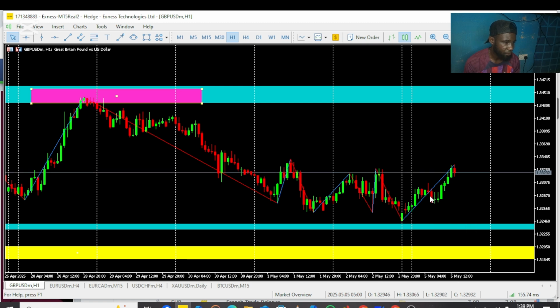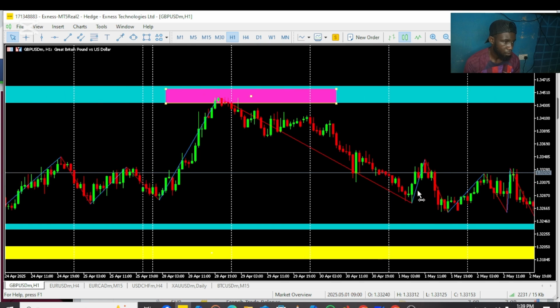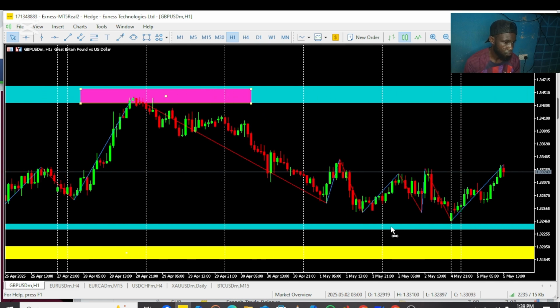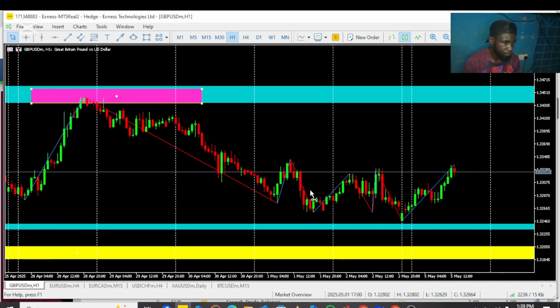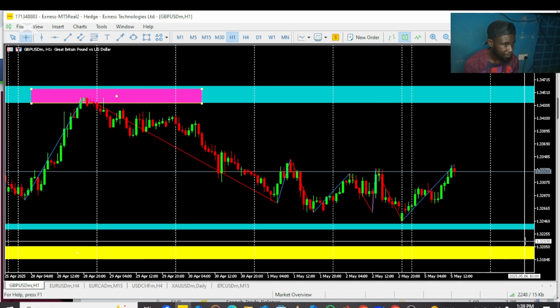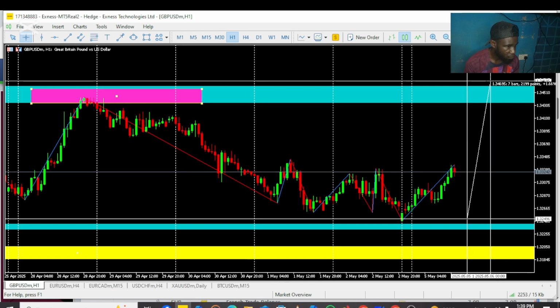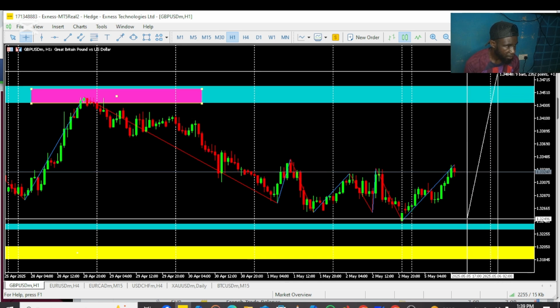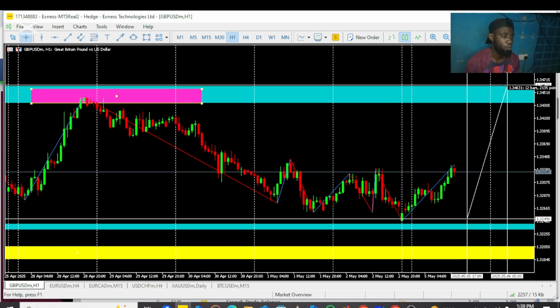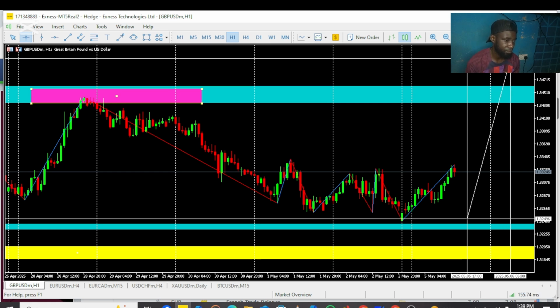The market finds it difficult to break this support zone over here. So in this market, for you to take a buy, you should have enough patience for the market to break this resistance zone and come for a retest before you jump into buy.